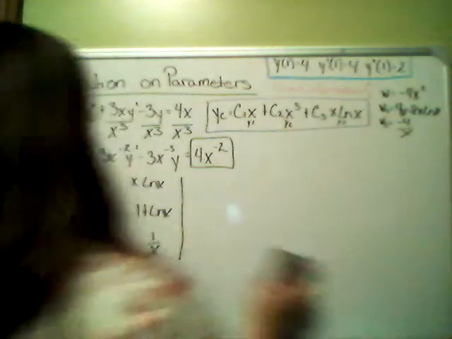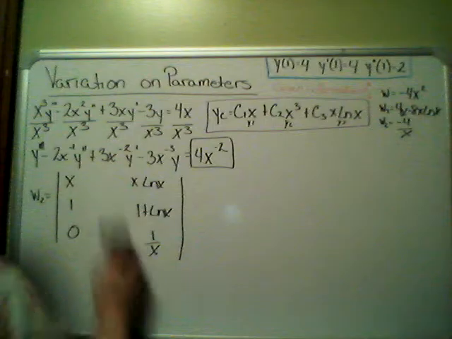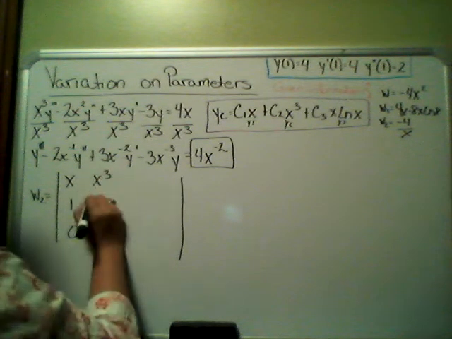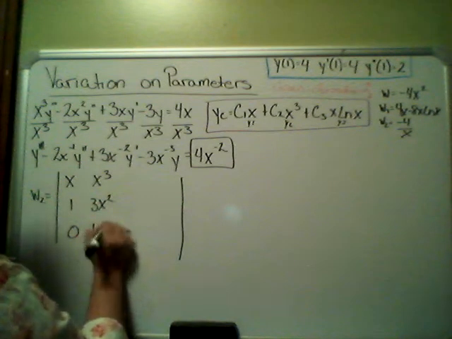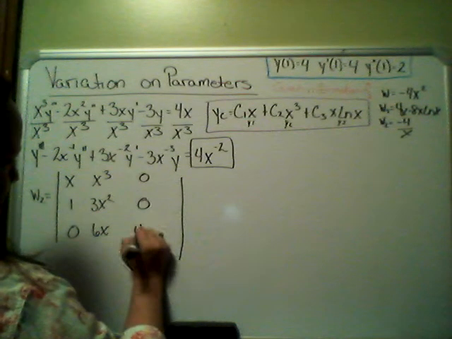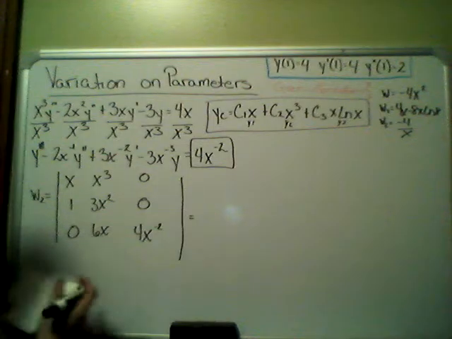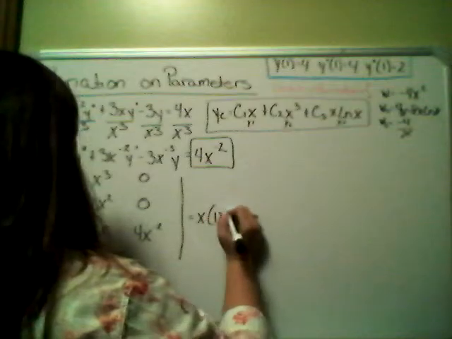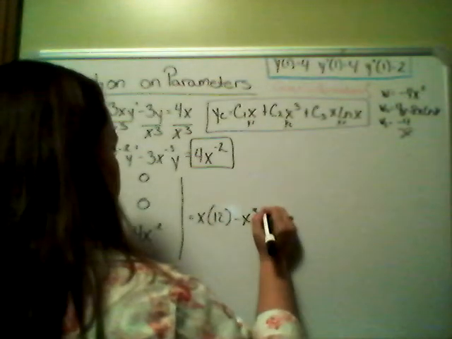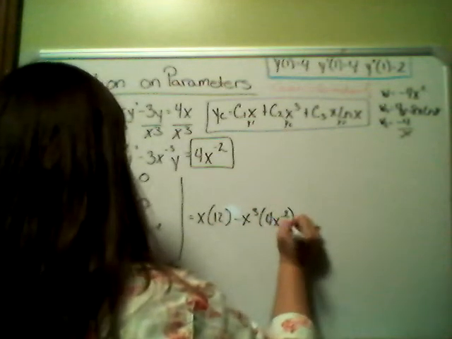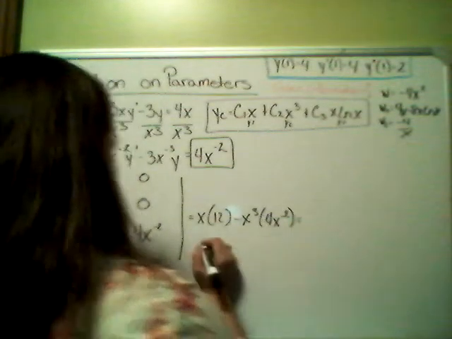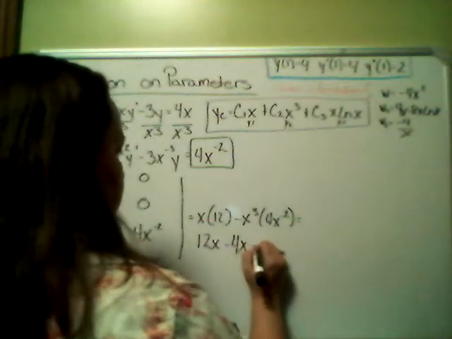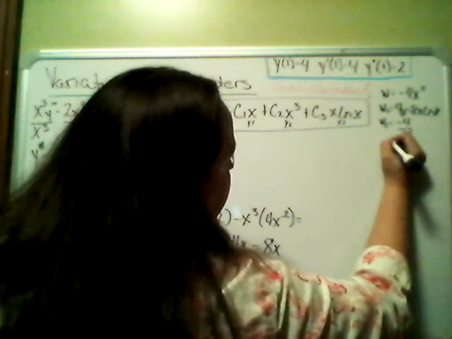And then for our W3, we'll leave our first column and put our second column back in, and our solution set goes in the third column. This becomes x times 12 minus x cubed times 4x to the minus 2, which equals 12x minus 4x, which gives us 8x for our W3.